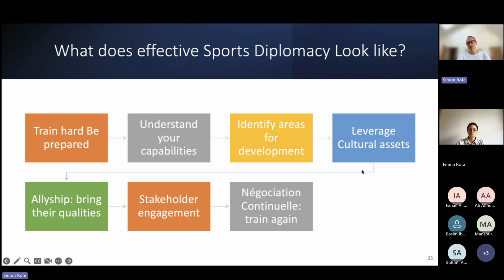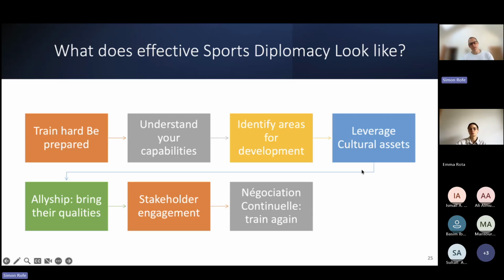We need to be prepared to leverage our cultural assets. So what is it that makes your opportunity to perform sport diplomacy? What is it that you have in your locker that the other actors on the international stage don't? Equally, thinking about your qualities of allyship. What qualities do they bring, and how can you address, access, support that?